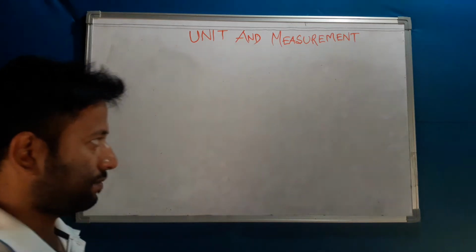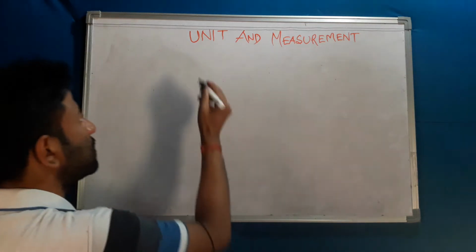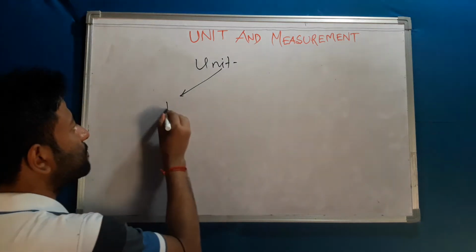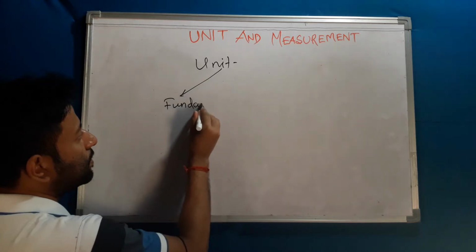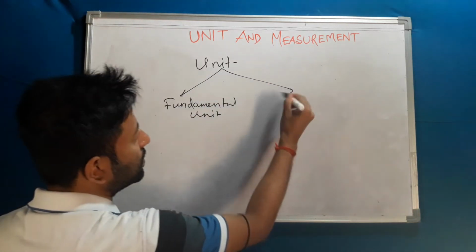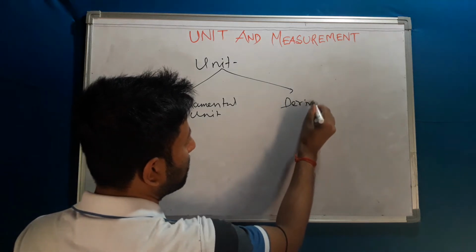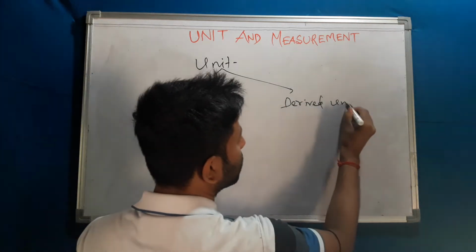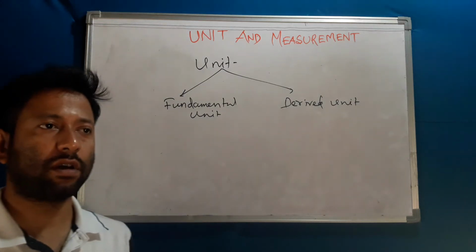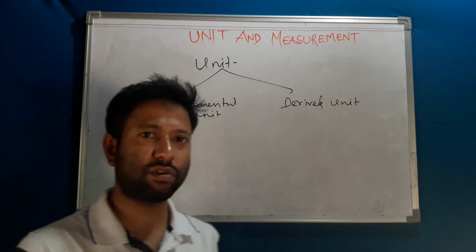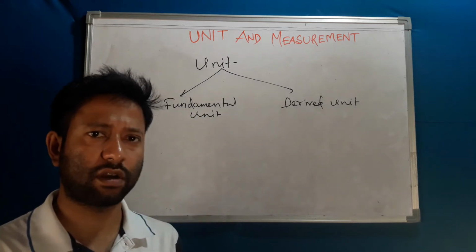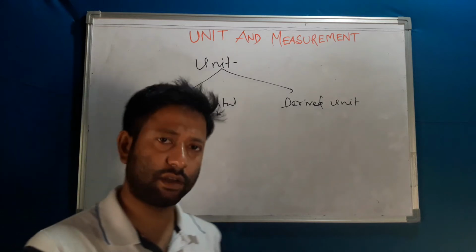Now units are of two types. What kind of units are there? Basically two types: one is fundamental unit, another is derived unit. In this lecture, I will try to clear these basic parts. I will not go through the details of all these things, I just try to clear all the basic parts so that the basic concept should be clear to the students.